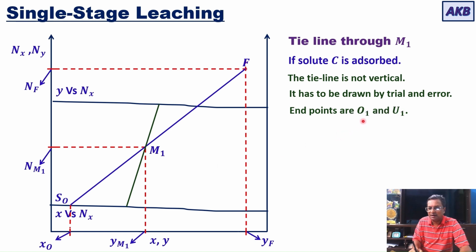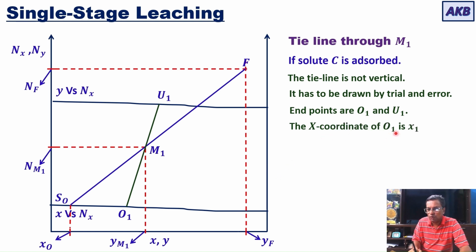Endpoints of this tie line are O1 and U1. You have to name them. O1 will be the endpoint on the lower curve, that is the X versus NX curve, and U1 will be the endpoint on the Y versus NX curve. Please note on this diagram, O1 is representing a point and U1 is representing a point, whereas in the material balance equations, U1 and O1 are representing quantities. Please remember it.